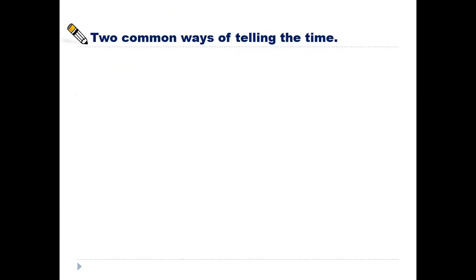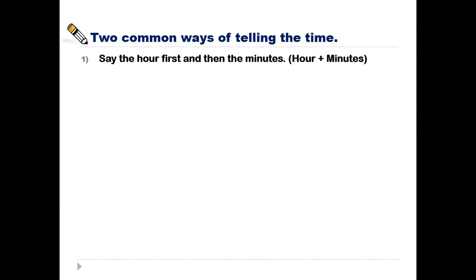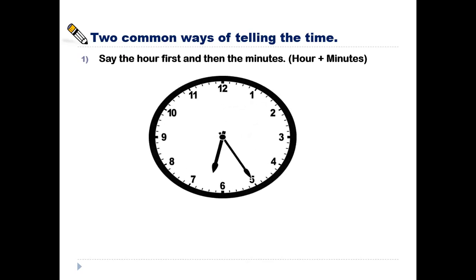So we have two common ways of telling the time. We say the hour first and then the minutes, which is the easiest way and the way you all know. That means that here the hour hand is pointing to the 6, and then the minute hand, I will count: 5, 10, 15, 20, 25. So it is 6:25. Easy.